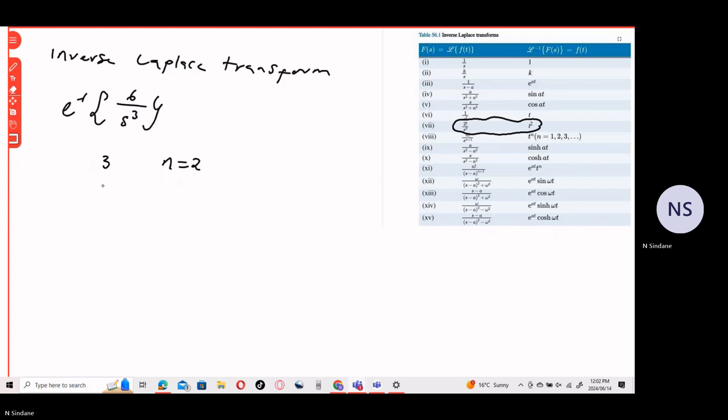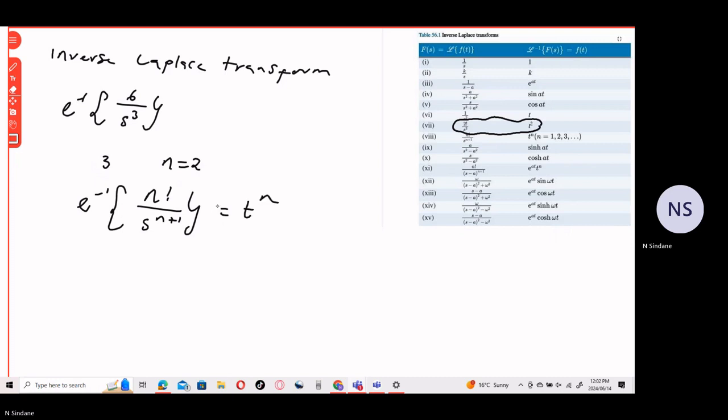If you look at this, it simply tells you the Laplace inverse of n factorial over s to the power n plus 1 is equal to t to the power n.